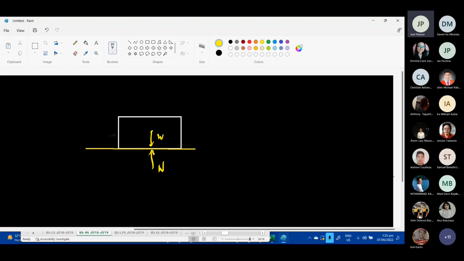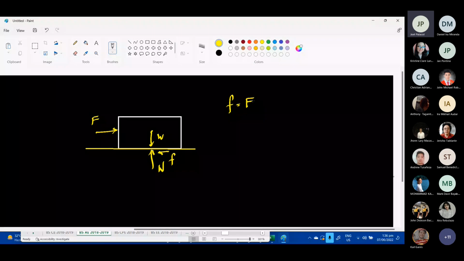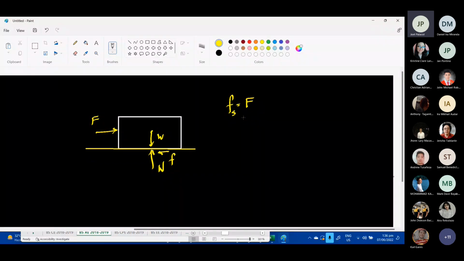There is no friction involved, no? If we are going to apply a force F, the tendency for the block is to move to the right. But since the force applied is not enough to counter the force exerted by the floor on the block, it stays at rest. So the frictional force here is equal to the applied force, and that frictional force involved is static frictional force. If there is no motion, the friction that is present is static.